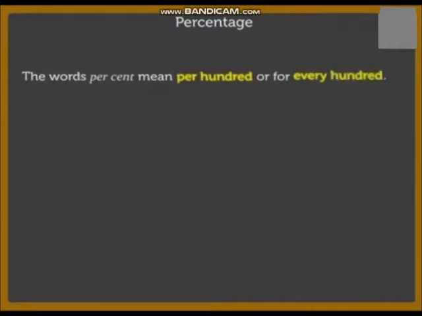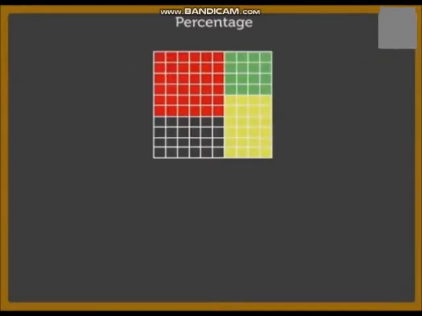So what do you understand by a percentage? The words per and cent mean per 100 or for every 100. And the symbol for percentage is this. Let's understand this by this square. And this square is divided into 100 equal dimensions square.